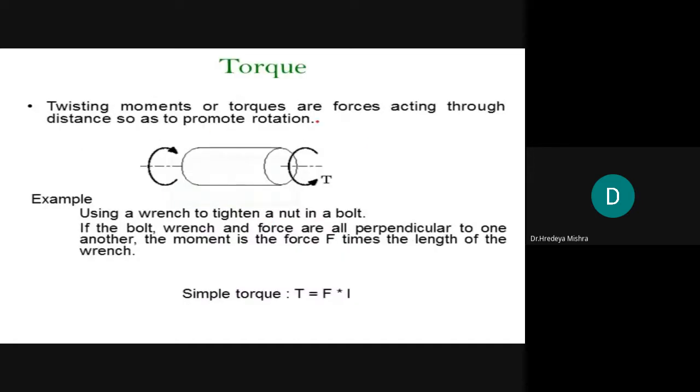Now we talk about the torque. Twisting moment or torque is a force acting through a distance so as to promote rotation. What is an example of that? Using a wrench to tighten a nut on a bolt.